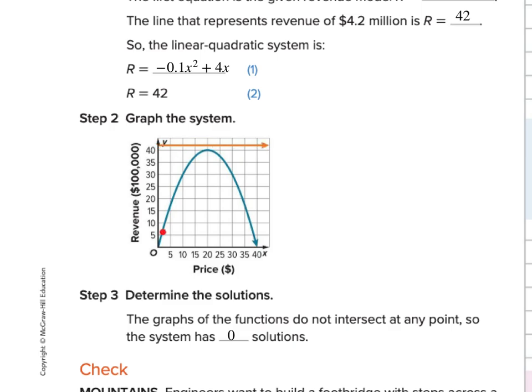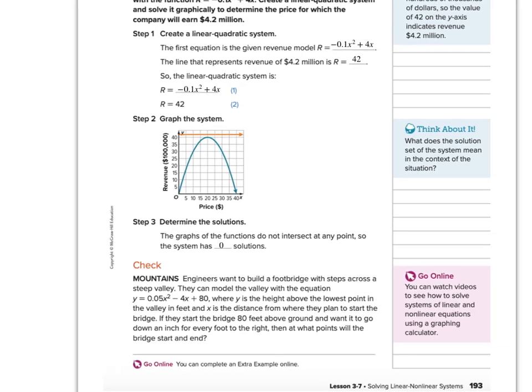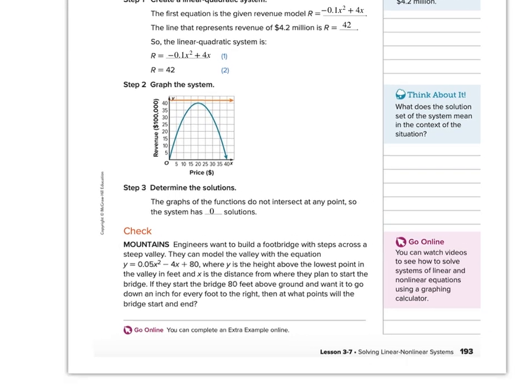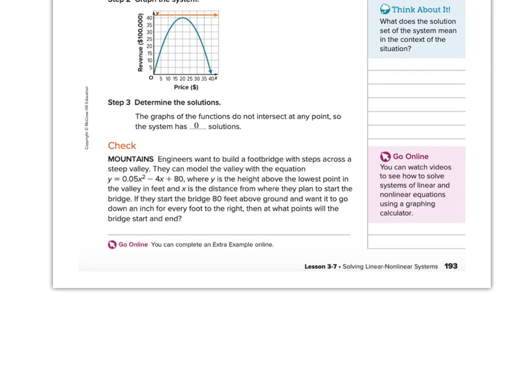And then this revenue stream never actually reaches their goal of 42. Never actually reaches their goal. So the graphs of the functions do not intersect. So there are zero solutions. There are zero values of x that will meet that. And that's being able to interpret that we can have two solutions, but in this case we only had zero because they actually did not intersect.